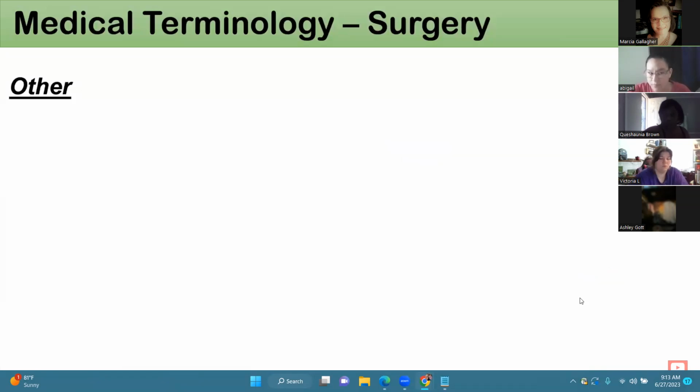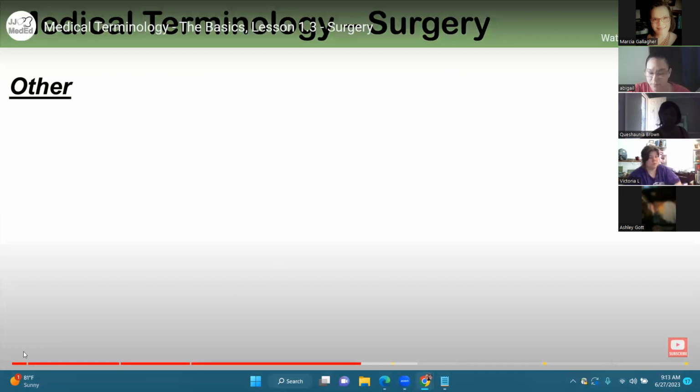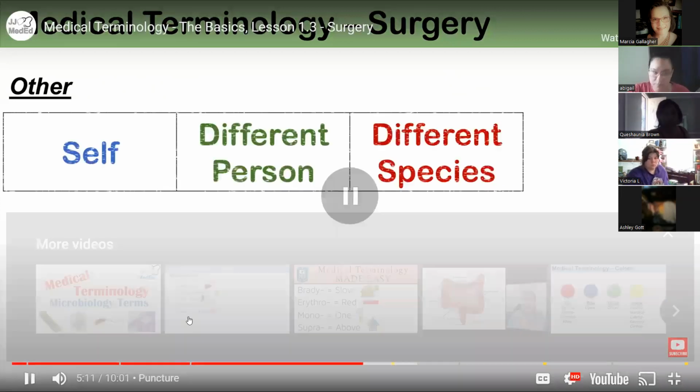And we're also going to talk about tissue grafts and other types of grafting surgeries. But first, we're going to look at the descriptors for different types of grafts.